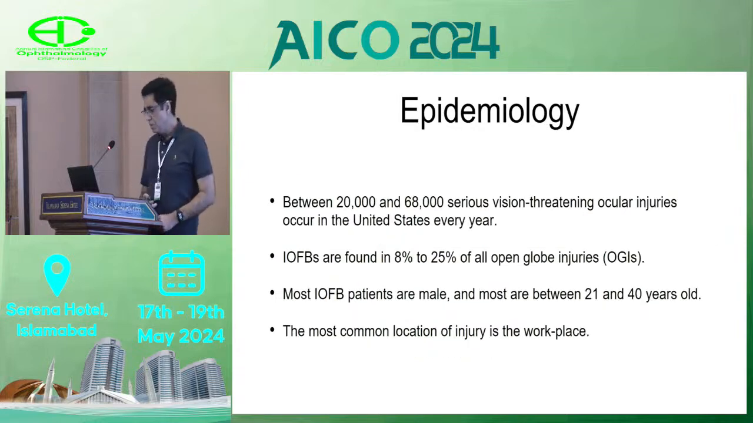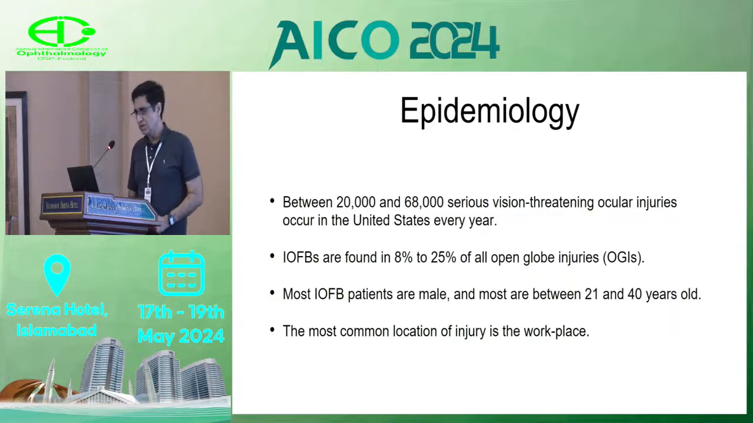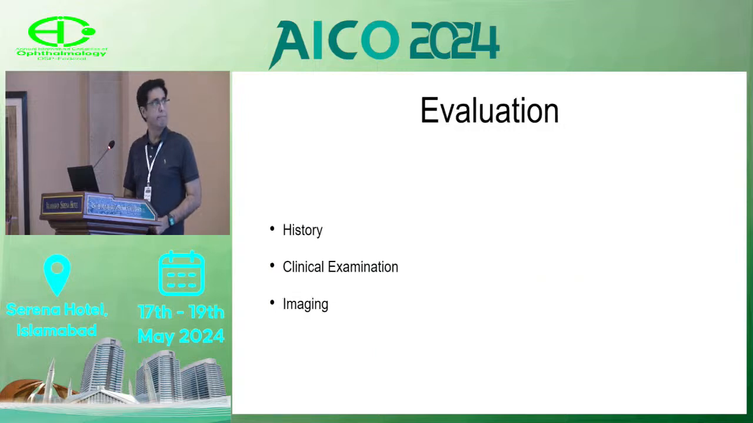If you look at the epidemiology, 20,000 to 68,000 serious visually threatening ocular injuries occur in the United States every year. Intraocular foreign bodies are found in 8% to 25% of all open globe injuries. Most patients with intraocular foreign bodies are male because of their nature of work, and they are usually young, between 21 and 40 years of age. The common location of injury is the workplace. As already mentioned: history, clinical examination, and imaging.